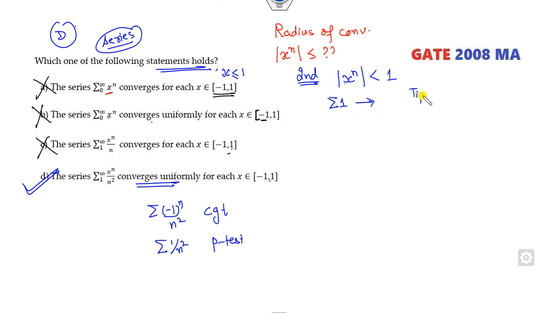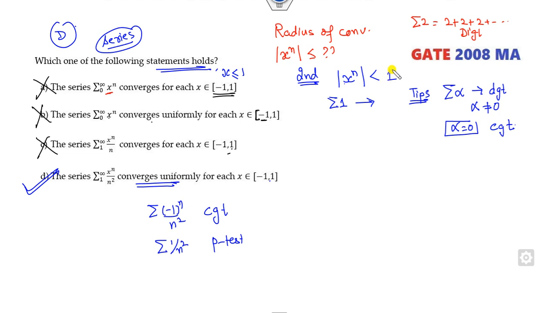Fine. So always remember the constant series, say alpha is a constant, this is always divergent, provided alpha is non-zero. And when alpha is 0, that means your series will be 0, 0, 0, it is always convergent. For example, if you write 2, that means 2 plus 2 plus 2 and so on, it is a divergent series. But you can see this is 1, so the series of 1 is divergent. So once it's divergent, it means it is not uniformly convergent. Again the first option is cancelled.